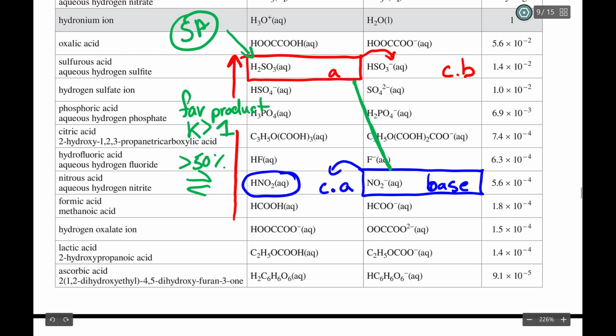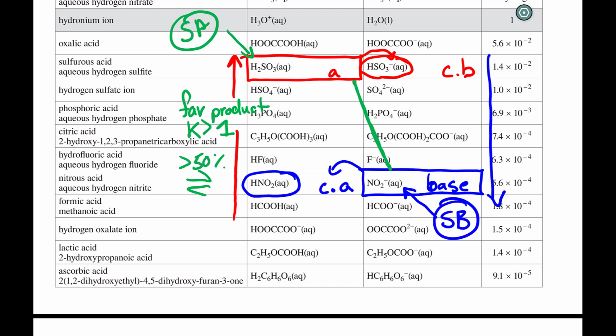In terms of strongest base, we had two bases, NO2 minus and HSO3 minus. Bases get stronger as you move down the table. So out of HSO3 minus and NO2 minus, the stronger of the two would be NO2 minus. This would be the strongest base.